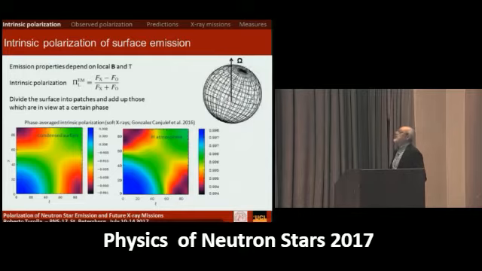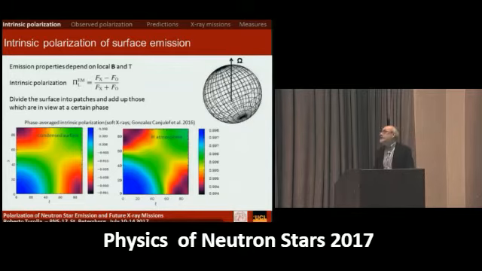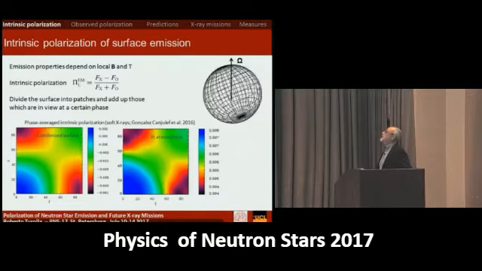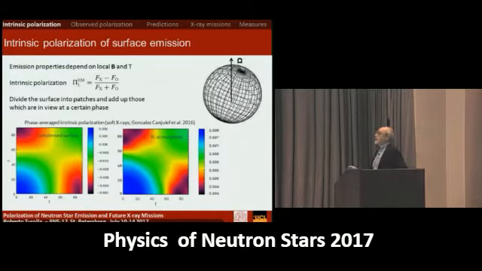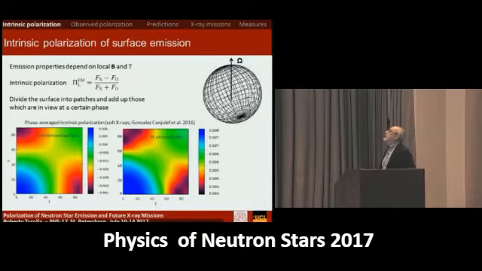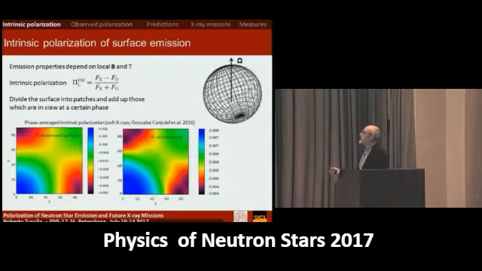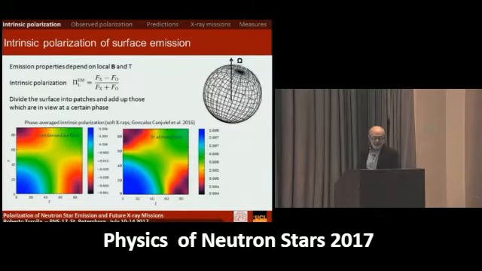This is the intrinsic polarization as a function of the two geometrical angles Xi and Chi for the condensed surface. This is the same for a completely magnetized, fully ionized hydrogen atmosphere. And you see, of course, that the intrinsic polarization is completely different in the two cases. I mean, the shape could be somehow similar, but if you look at the absolute scale of the polarization degree, that's fairly different, as you can see. In this case, the intrinsic polarization is much higher than in the other case.